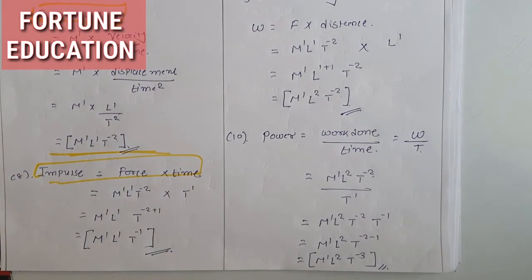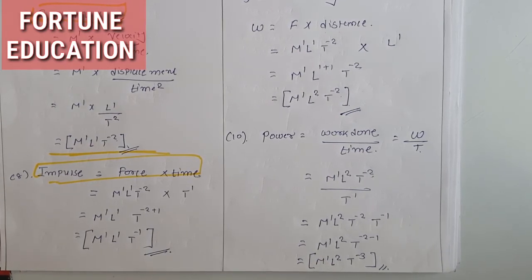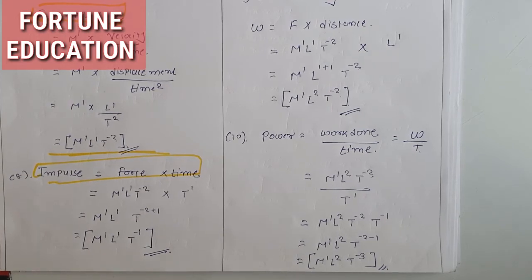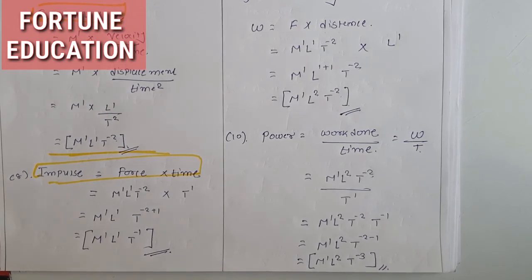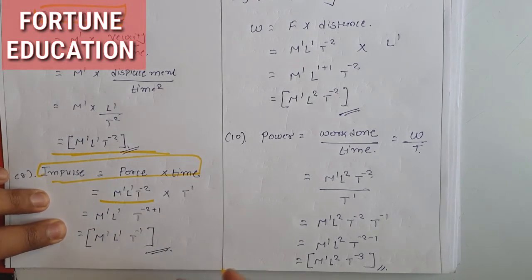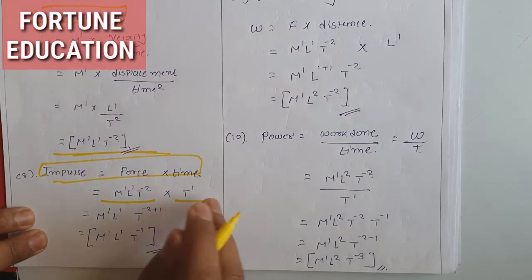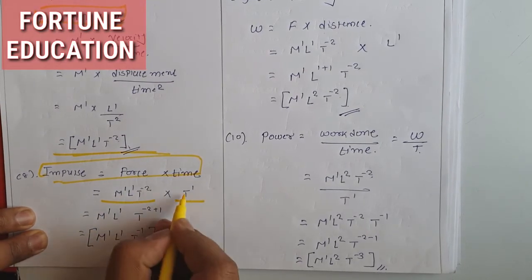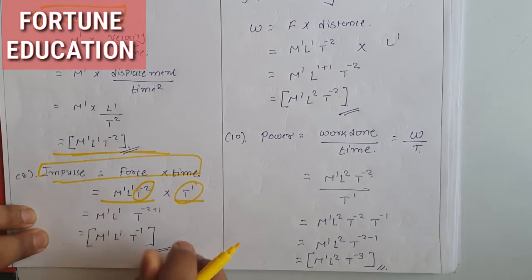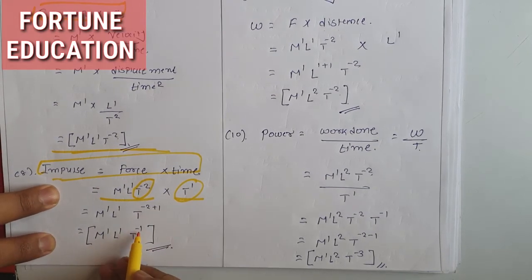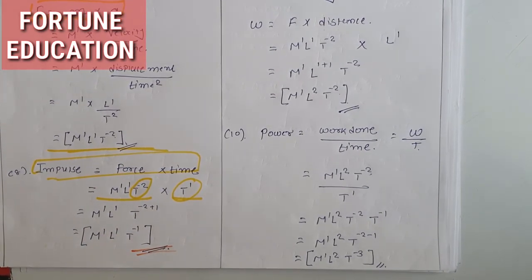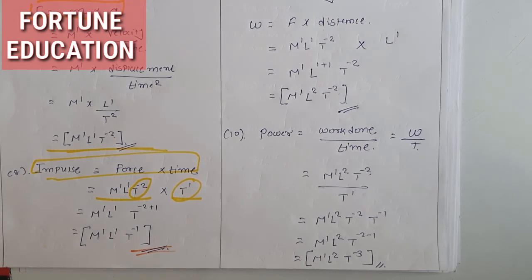Now you know the dimension formula for force is M^1 L^1 T^-2. But if you do not know that, you can make it by yourself. The equation of force is mass into acceleration. Mass equals M^1, acceleration equals displacement upon time square or velocity upon time. By practicing you can get confidence. What is the time? T^1. So M^1 L^1 T^-2 into T^1. If the bases are the same, we add the powers: minus 2 plus 1 is minus 1. So the dimension formula for impulse is M^1 L^1 T^-1.